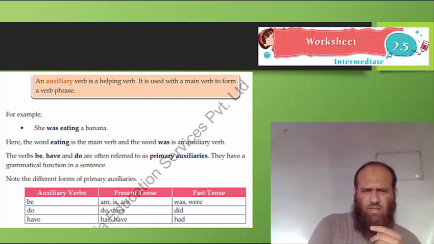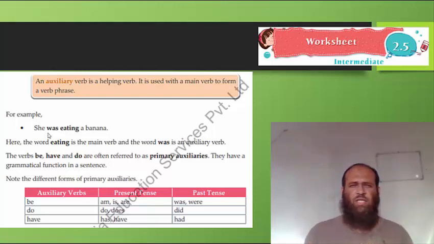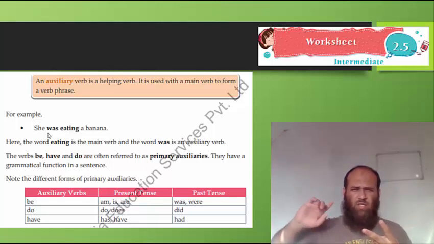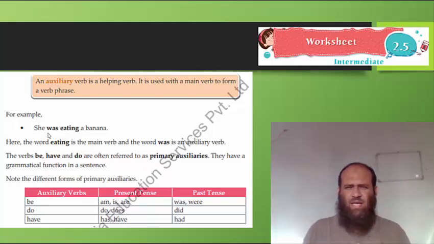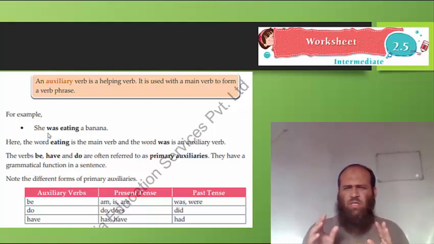For example, here, she was eating a banana. "Was eating" is two words, and both are verbs. Eating is our main action. What is happening? She is eating. And when was she eating? In the past. So to show the past tense, we have used was plus ing, was eating. Here the word eating is the main verb and the word was is an auxiliary verb.